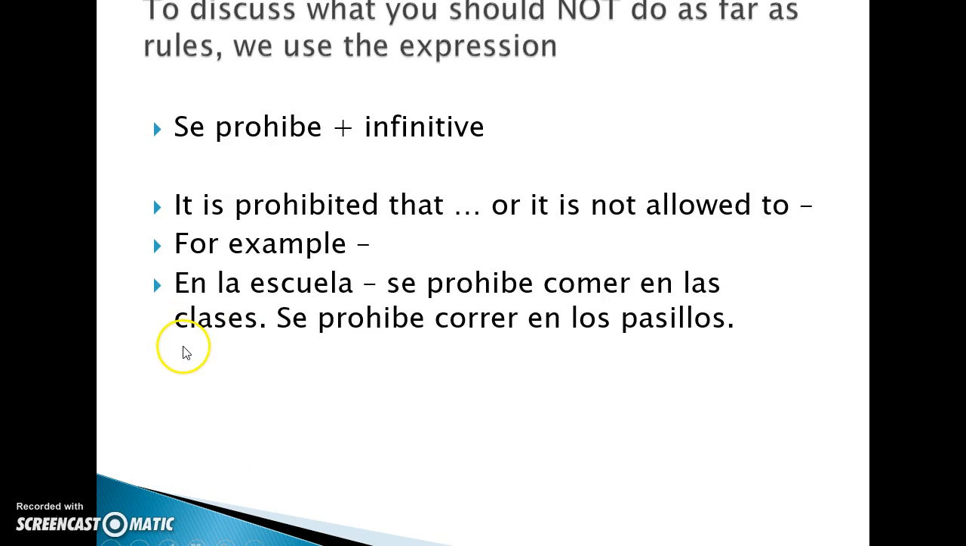So now there's another way to discuss, as far as rules go, there's a way to discuss what you should not do. Use the expression se prohíbe plus an infinitive, and that's to say it is prohibited that, or it is not allowed. For example, en la escuela se prohíbe comer en las clases, se prohíbe correr en los pasillos. So it is prohibited to eat in the classrooms, and it is prohibited to run in the hallways. Those are general rules that apply to everyone.